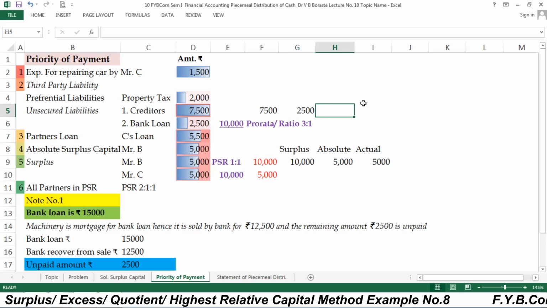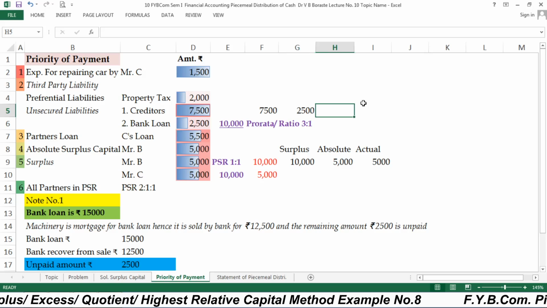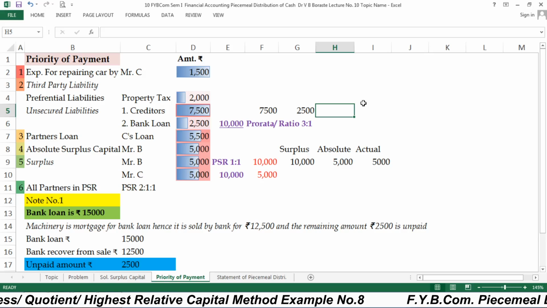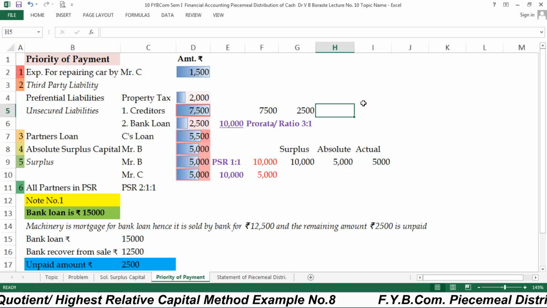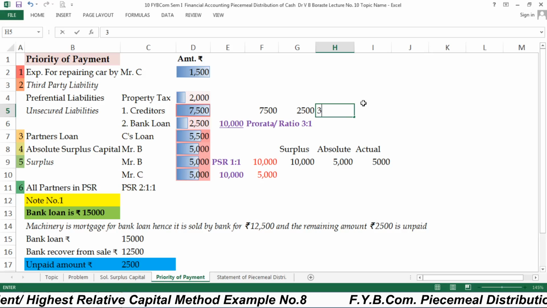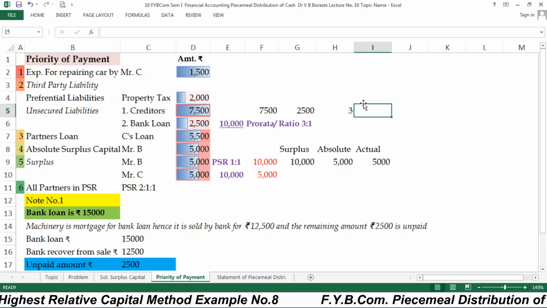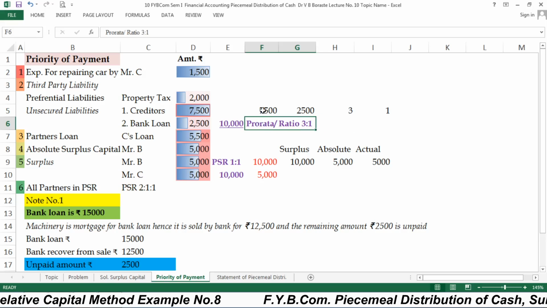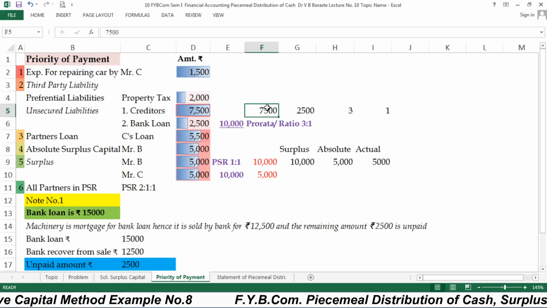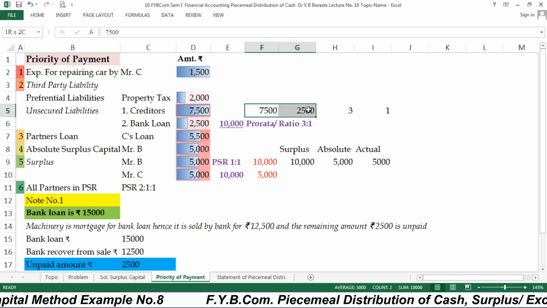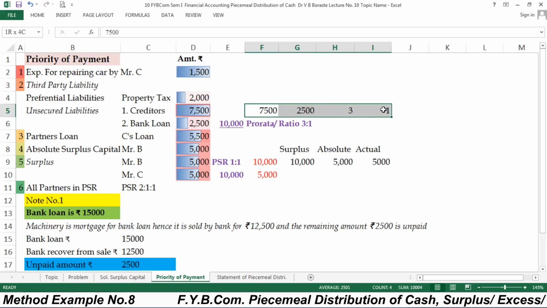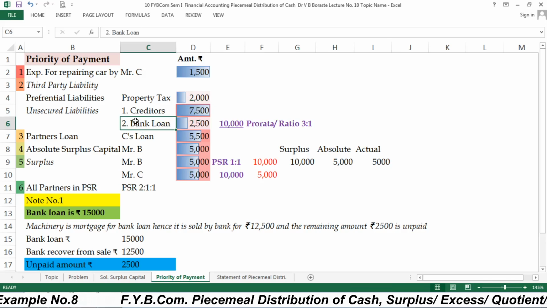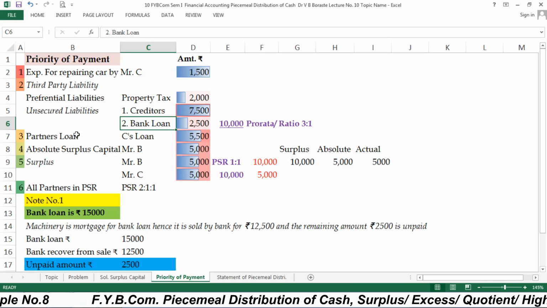The answer, you can use the table of 25. 25 ones are 25, 25 twos are 50 and 25 threes are 75. So 3 and 1. Here you can see the ratio of these liabilities, 7,500 is to 2,500, that is 3:1. So in this ratio we have to pay the liabilities, that is creditors and bank loan, the unsecured liability.